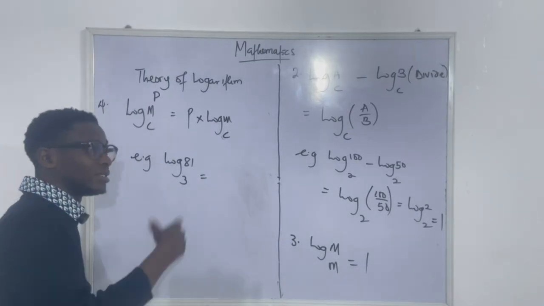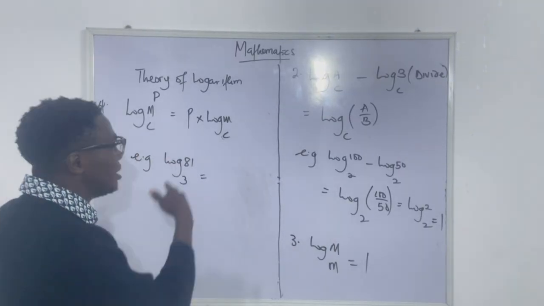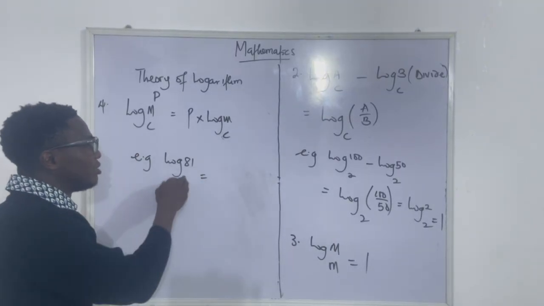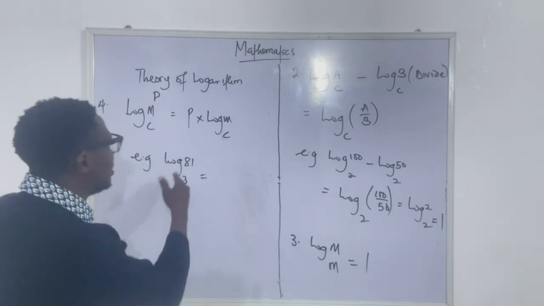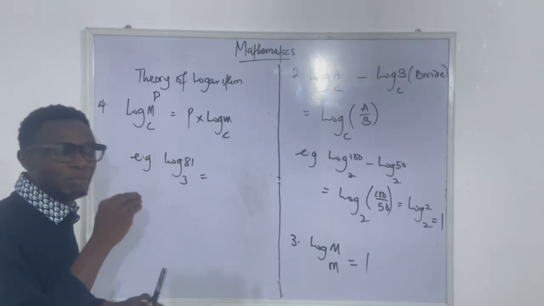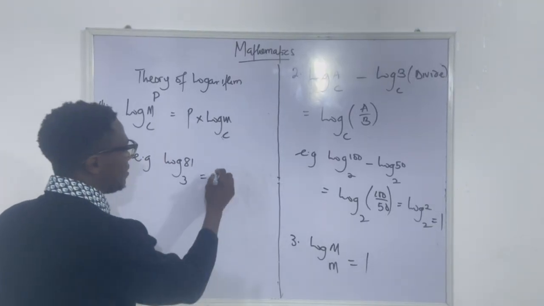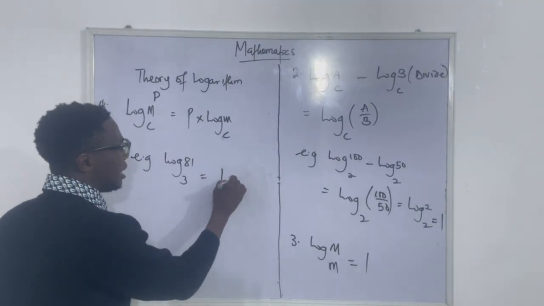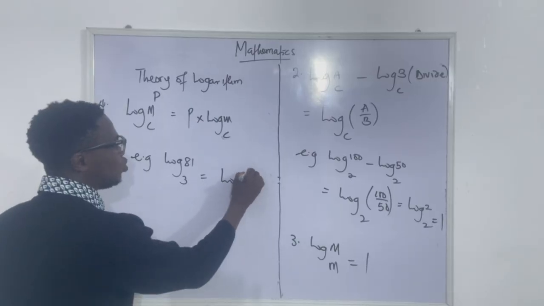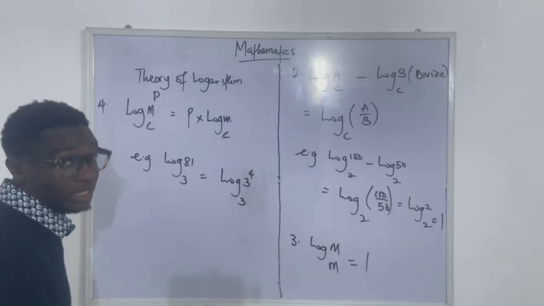3 raised to power 1 is 3, 3 raised to power 2 is 9, 3 raised to power 3 is 27, 3 raised to power 4 is 81, 3 raised to power 5 is 243, 3 raised to power 6 is 729. You can learn it because it will really help your thinking process. So now I know that 81 is 3 raised to power 4.